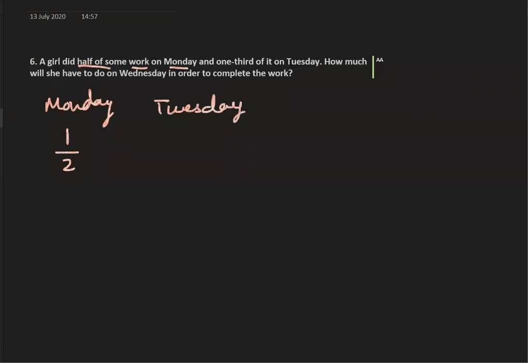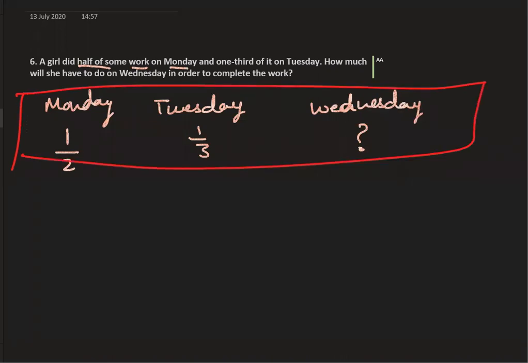So Tuesday's work is 1/3. How much will she have to do on Wednesday? On Wednesday, how much work does she have to do if she wants to complete the work on Wednesday? अगर वो Wednesday को ही काम खत्म कर लेना चाहती है तो वो Wednesday को कितना काम करेगी? So first, ये तो मैंने आपको समझाने के लिए बनाया है, आपको ये नहीं बनाना है कॉपी में, आपको यहां से स्टार्ट करना है.